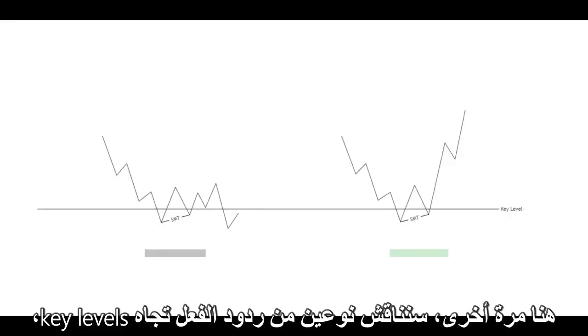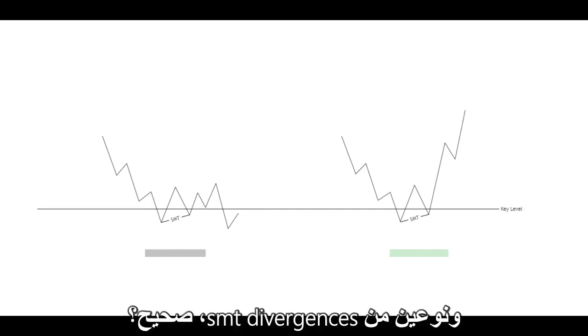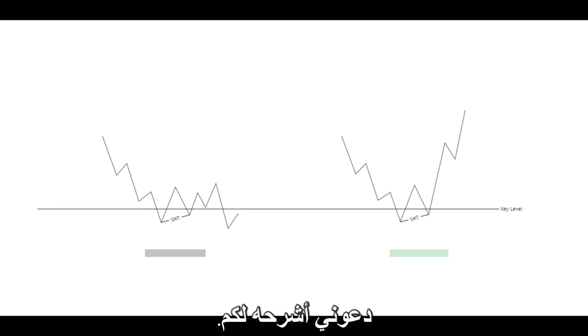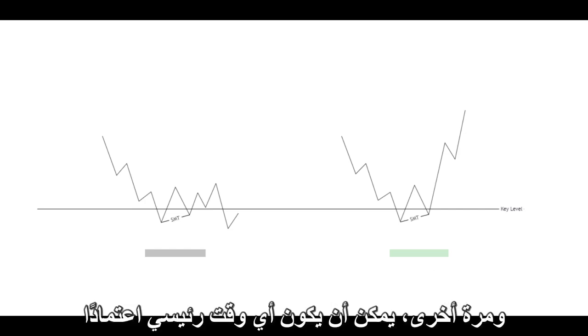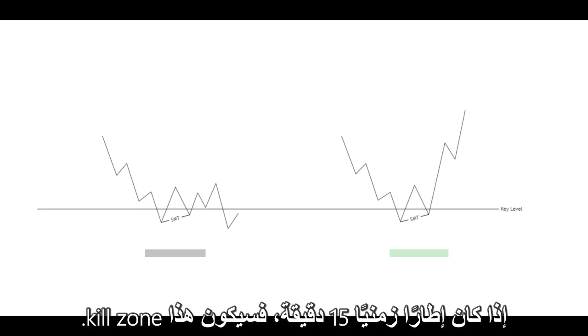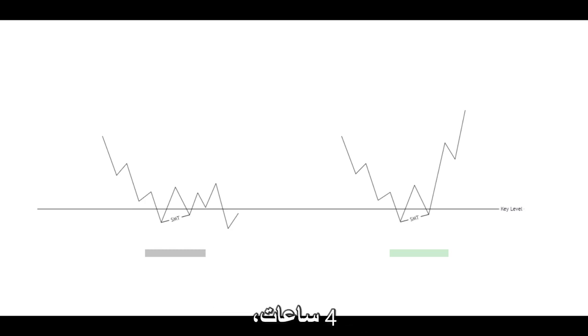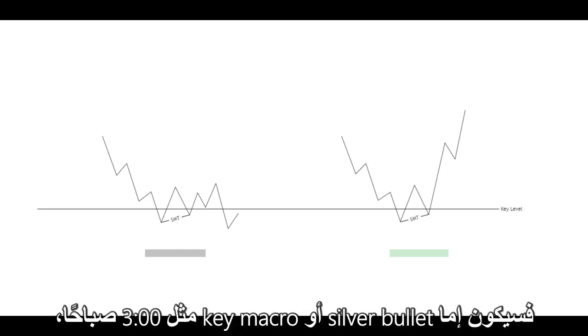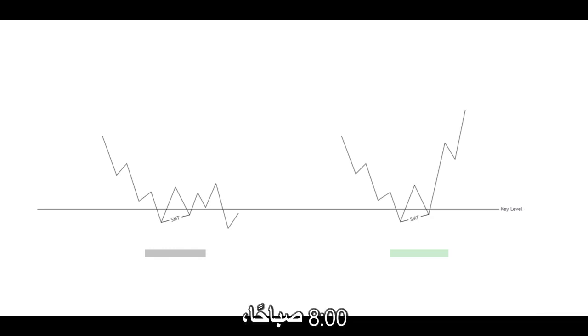Right here again, we'll discuss two types of reactions to key levels and two types of SMT divergences, right? Now, I hope you understand the framework already, but if you don't, let me explain it to you. The green area represents a key time, and again, it could be any key time depending upon the time frame that you are looking at. If it's a 15-minute time frame, then this would be a kill zone. If you're looking at a 4-hour time frame, then it would be a key time of the week or a key day of the week. If you're looking at it on the 1-minute time frame, then it would be either a silver bullet or a key macro like 3 a.m., 8 a.m., 9 a.m., 11 a.m., and so on, right?